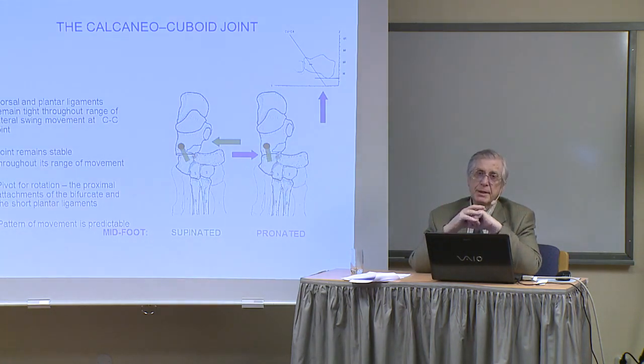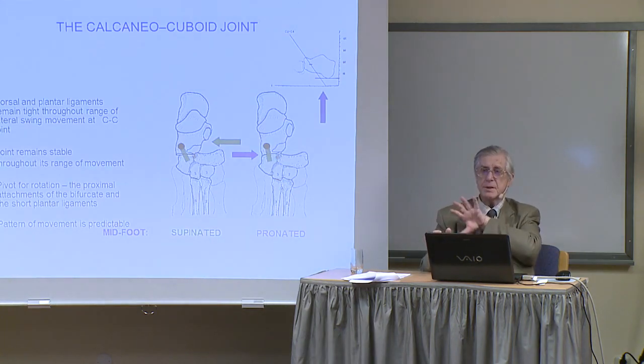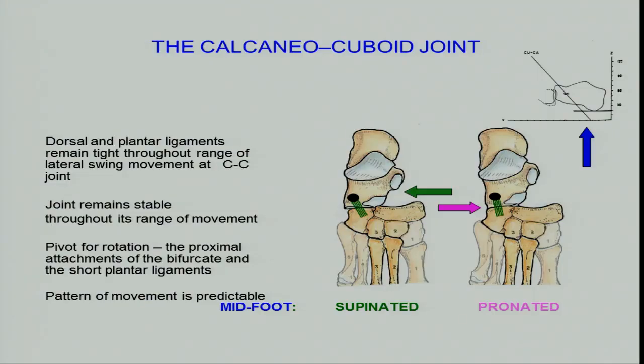Its ligaments are tight throughout its range of movement, and the cuboid swings around the proximal attachments of the dorsal and plantar ligaments. If this is the right calcaneus and the cuboid is there, as there's outward angulation so that the cuboid moves medially, it supinates relative to the calcaneus because its cuboid beak is going upwards underneath the sustentaculum tali.